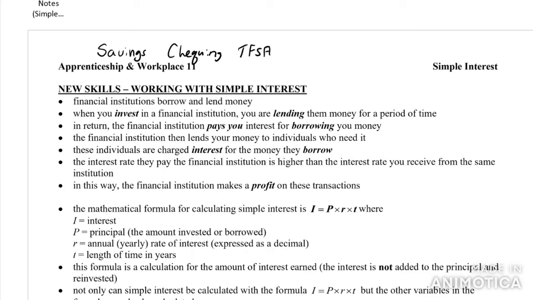So as a whole, financial institutions borrow and lend money. That's their main goal. Whether this is a loan company or a bank or a credit union, that's basically how they function. So first step, when you invest in a financial institution, you are lending them money for a period of time. So when I say invest, that could be putting money in your account.